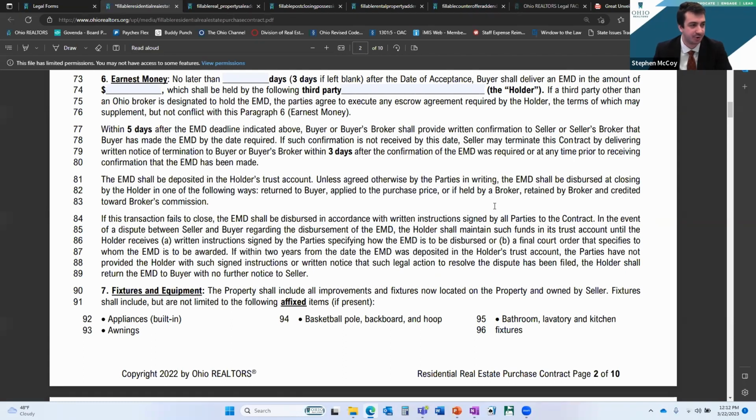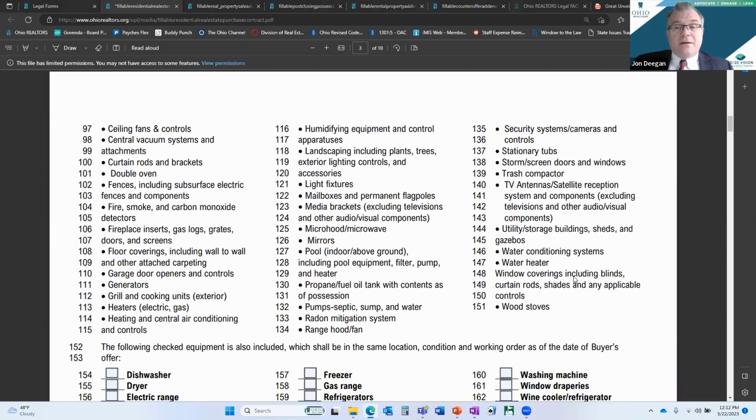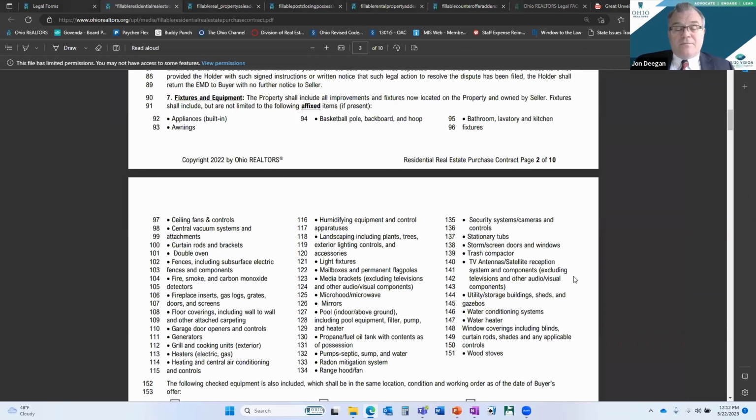John, want to carry us through fixtures and equipment? Yeah, so this is another perennial repetitive problem that we were hoping to eliminate the risk of in drafting this paragraph for future use by agents.